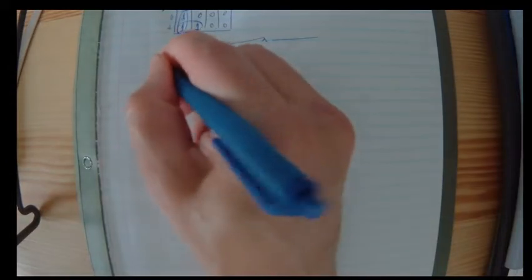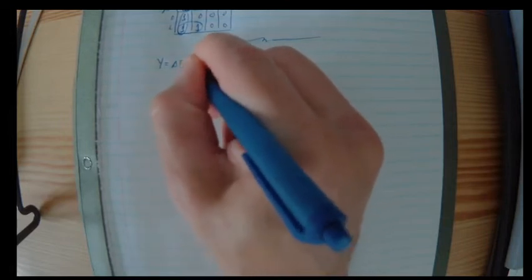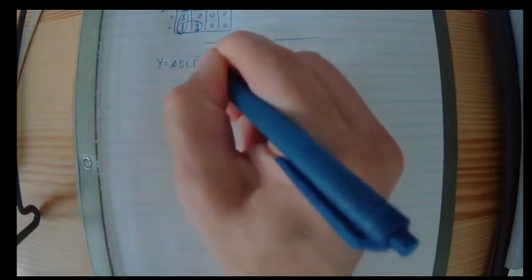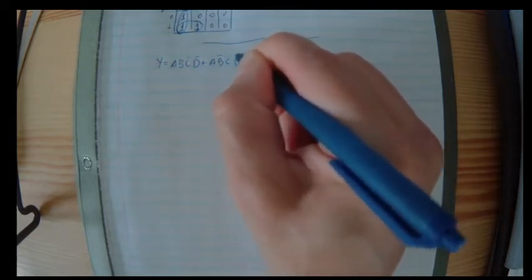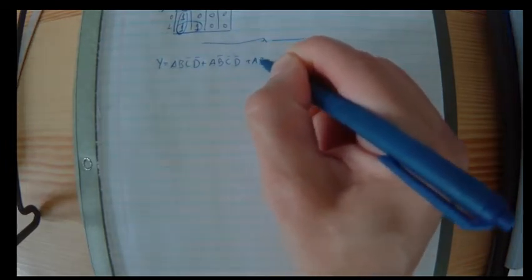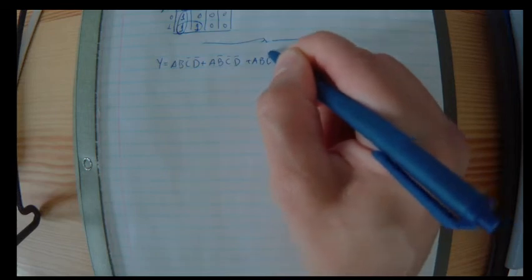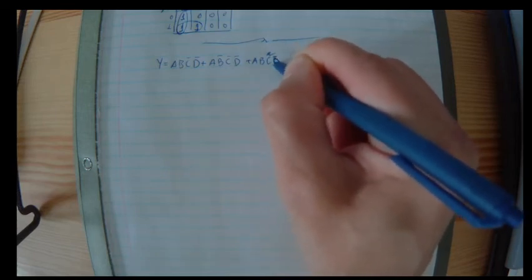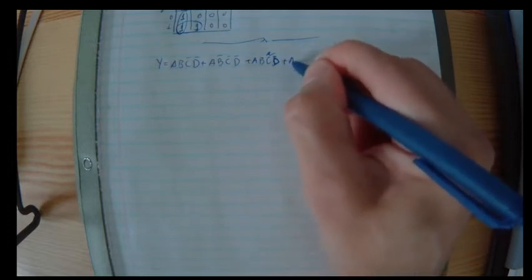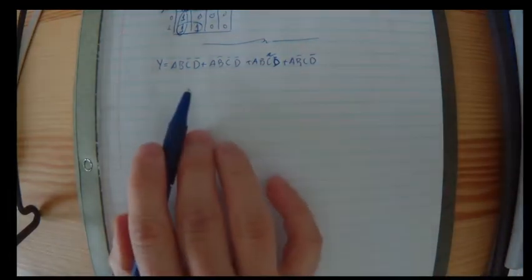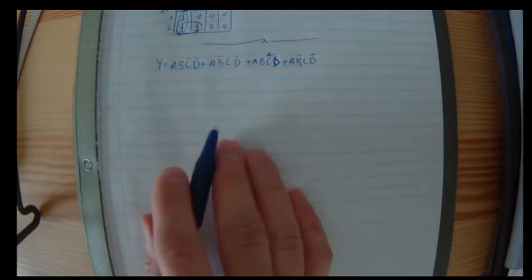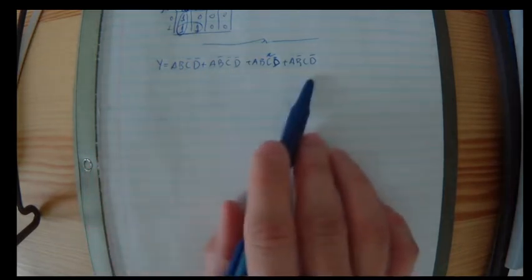I have another example, and that's y equal to, I'm just gonna copy it here really fast: A, B, complement of C, complement of D, or A, complement of B, complement of C, complement of D, or A, B, complement of C, no, sorry, complement of D, or A, complement of B, C, complement of D. Okay, so in this case we have 4 variables, so it's going to be a 4 by 4 K-map.